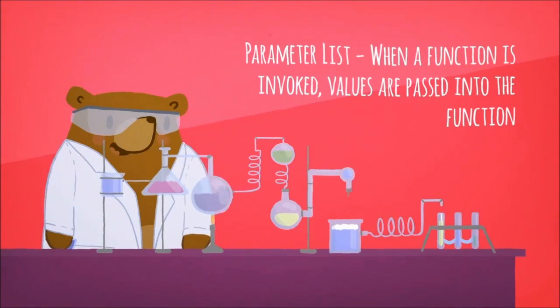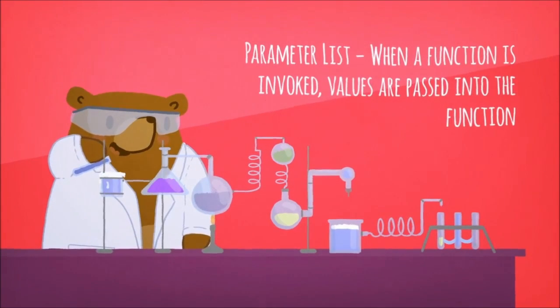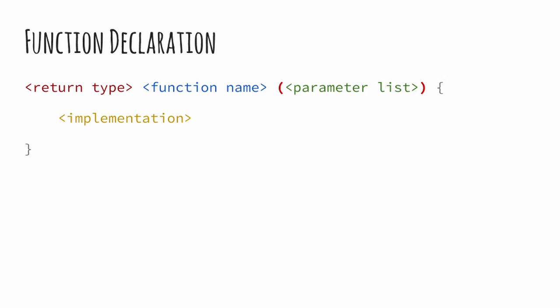Speaking of parameter lists, they usually come right after the function name. These are called the function signature. They declare how many inputs the function allows to take and in what order the parameters are in. When you invoke a function, you will pass values into the function through parameters.